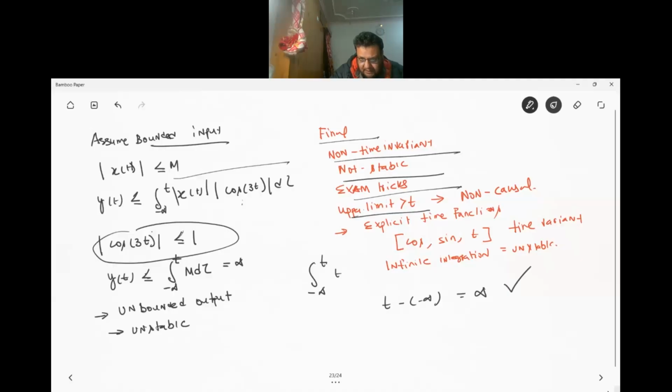Exam tricks are: if the upper limit happens to be greater than t, non-causal. Explicit time functions like cos, sine, and t, time variant. Infinite integration, unstable. Thank you very much.